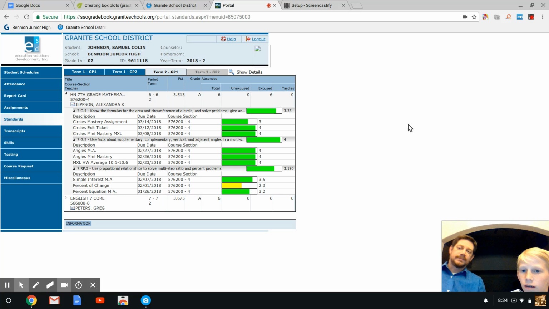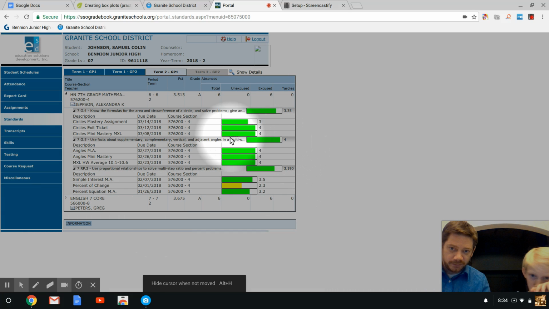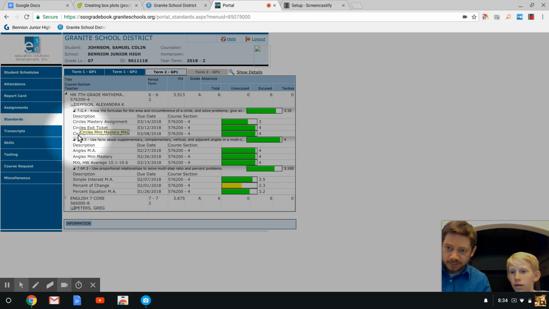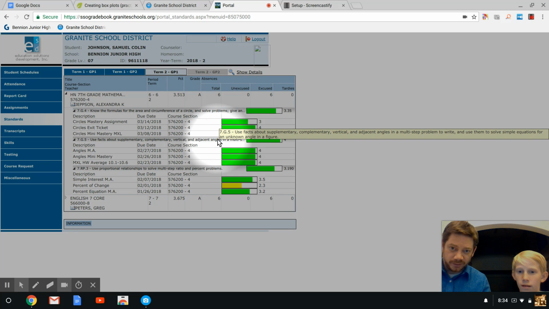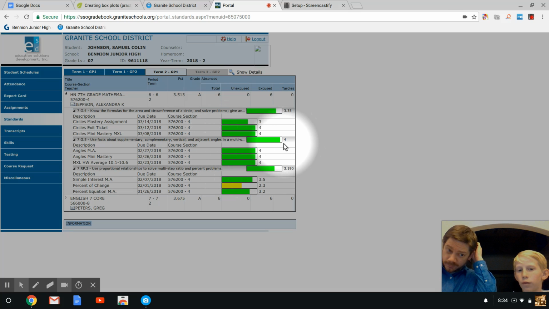Okay, so walk me through this because I have questions already. This 4 right here means I got 100% on it. So let's highlight what you're doing. This 4 means that on this standard, use facts about supplementary, complementary, vertical and adjacent angles, and the good math stuff, that right there is a 4. It's a 4, so it's green. And all of these assignments equal that 4.